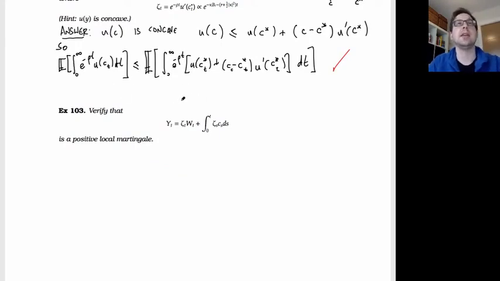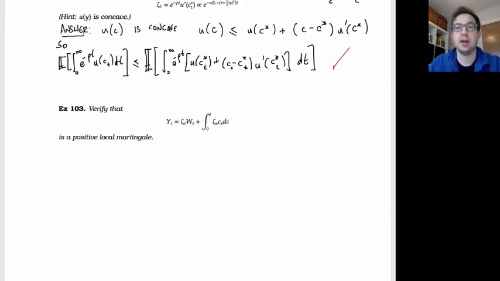Okay. So the next question, exercise, has us verify that this function, so we're looking at integrals of zeta times c, to verify that this times zeta t w t is a positive local martingale. And I'm not going to give you the solution, or at least I'm not going to write it out, because this is a homework assignment.